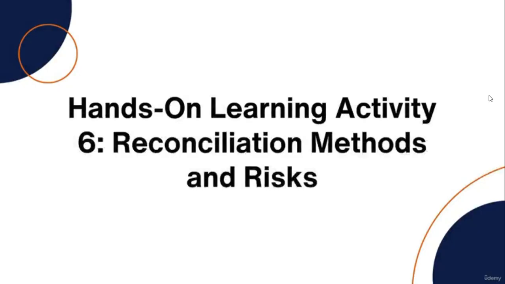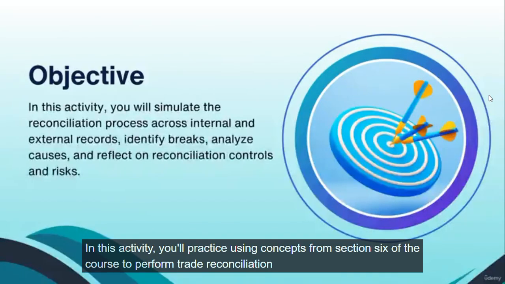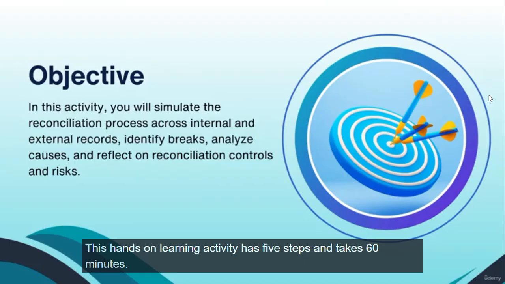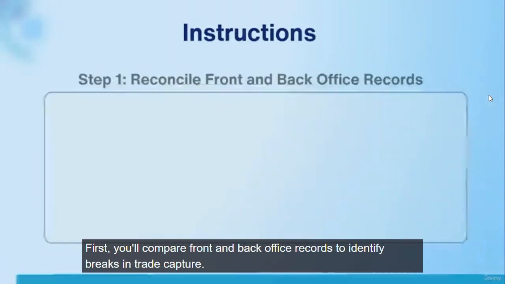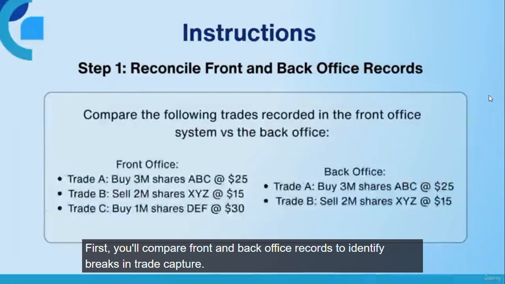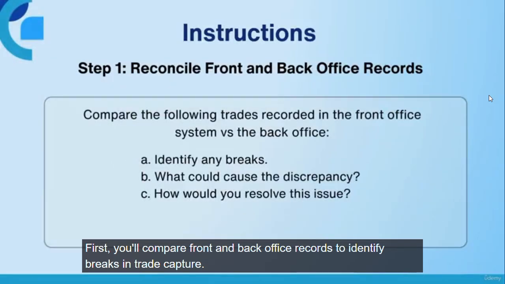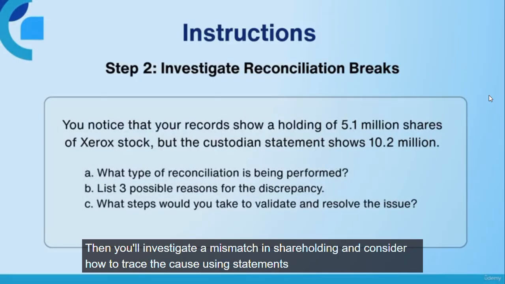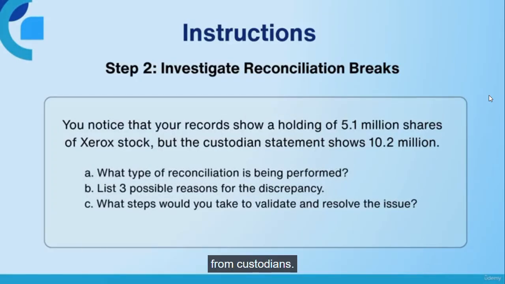Welcome to Reconciliation Methods and Risks. In this activity, you'll practice using concepts from Section 6 of the course to perform trade reconciliation and explore what happens when records break. This hands-on learning activity has 5 steps and takes 60 minutes. First, you'll compare front and back office records to identify breaks in trade capture. Then, you'll investigate a mismatch in shareholding and consider how to trace the cause using statements from custodians.